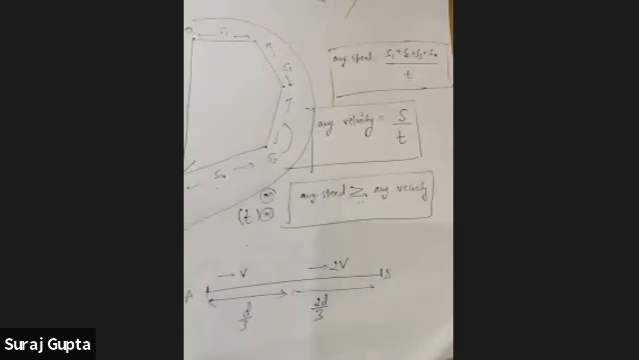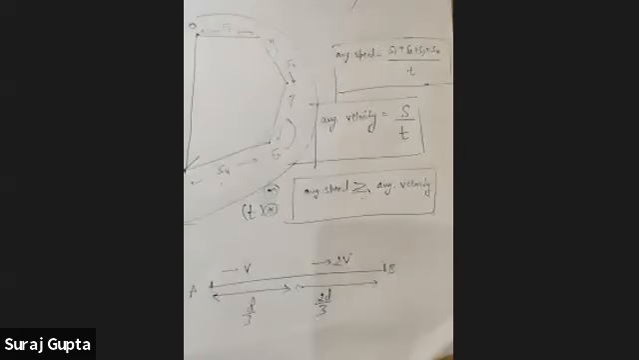It is given in the question that for the initial one third distance the particle moves with velocity v, and for the remaining 2/3 it moves with velocity 2v. So the same funda, you just have to remember two formulas. The first is that average speed is total distance upon total time, and average velocity is total displacement upon total time. So how will we solve this question?